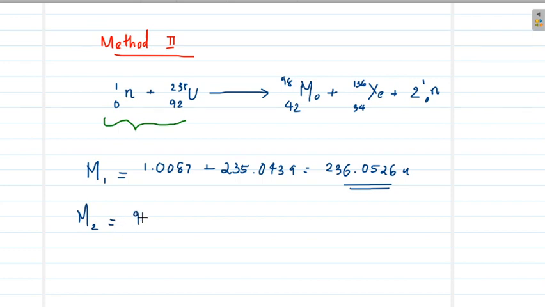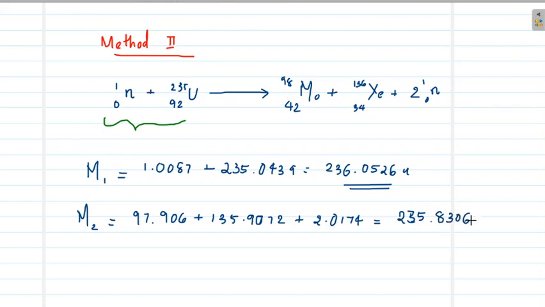97.906 for molybdenum, then 135.9072 for xenon, then 2 into 1.0087 for 2 neutrons, which is 2.0174, and totally the final mass is 235.8306 U, atomic mass units. So we can clearly see that when the initial particles are converted into the final products, the fission fragments, there is a loss in mass.